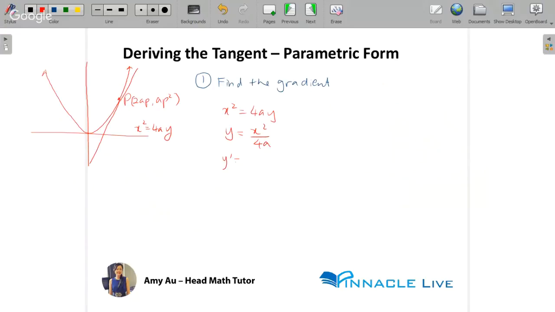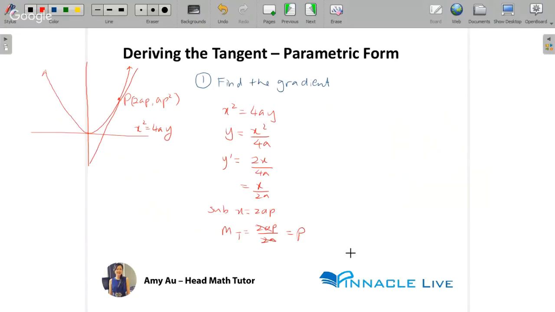So y dash, differentiating x squared is 2x. So it's x over 2a. Okay, then you are finding the gradient specific to that point. So don't forget to sub x equals 2ap into this. So the gradient is p. Okay, so that's more or less it.